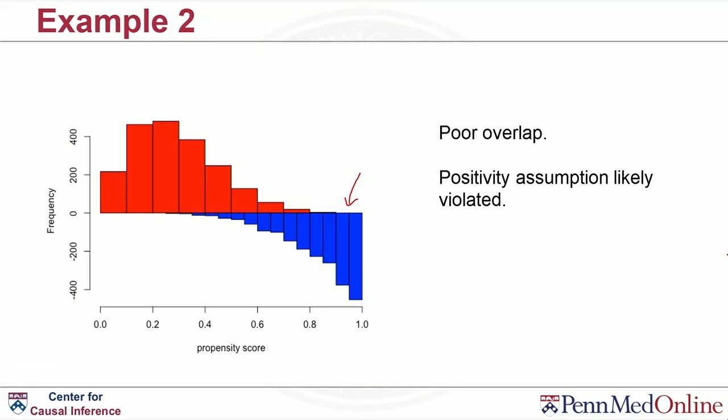So what we mean by the positivity assumption being violated is that if you have a set of covariates such that your propensity score is basically in this range, close to 1, then you essentially had no chance of getting the other treatment, getting the control treatment in this case.